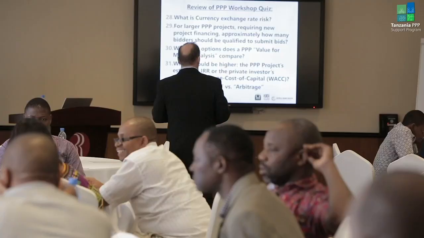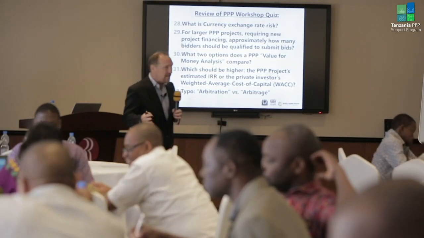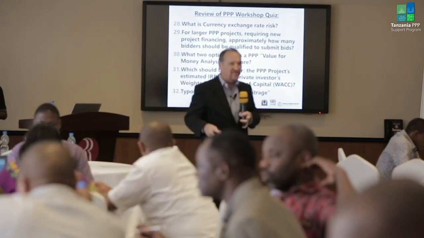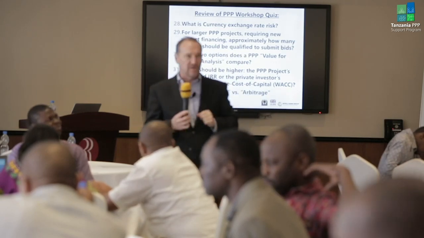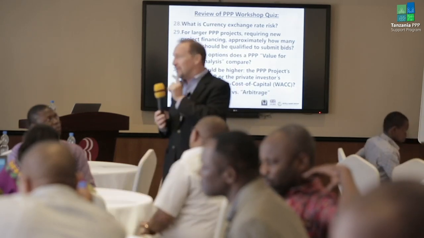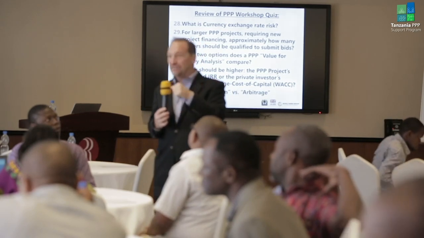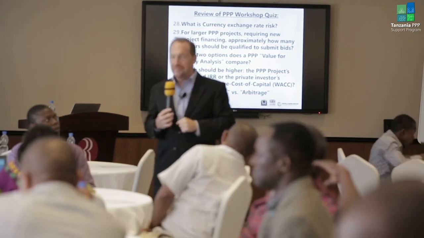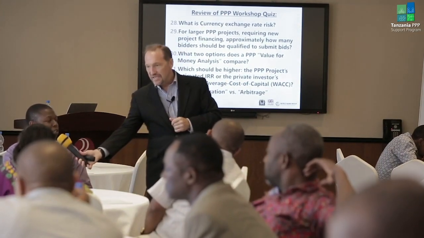Okay, 29, for larger PPP projects requiring new project financing, approximately how many bidders should be qualified to submit bids? Here they'll ask you for a range of numbers. Should you pre-qualify 1 or 2? Should it be 10 to 15? The best option is 6.